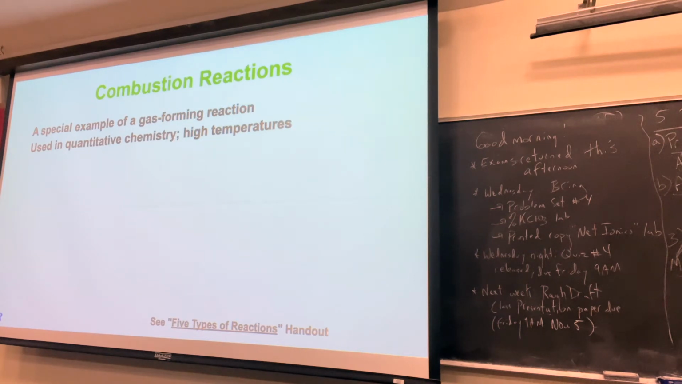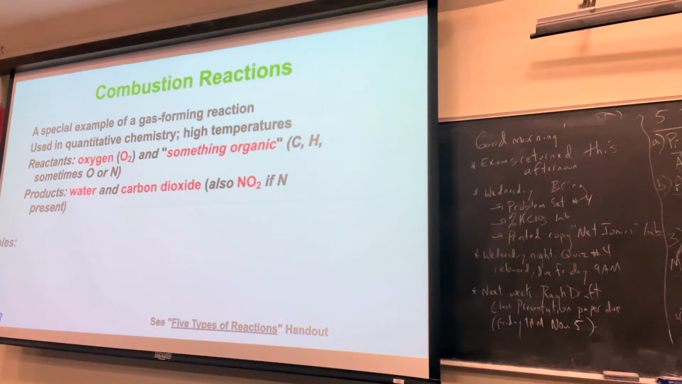Another kind of reaction we've looked at a little bit already, and this is called a combustion reaction. And we looked at combustion reactions last week, Monday. In a combustion reaction, it's used a lot to identify organic compounds. And in a combustion reaction, you have something organic and you're burning it in O2. And those are the only reactants you're going to have. And the products of a combustion reaction will always be water and carbon dioxide.